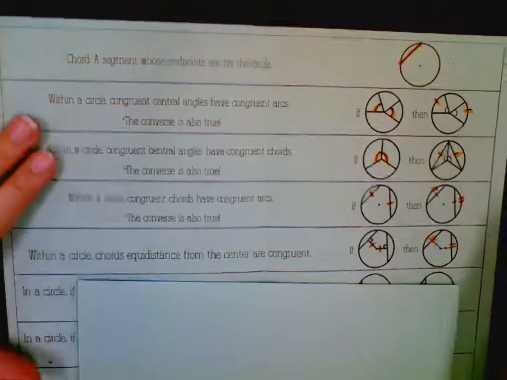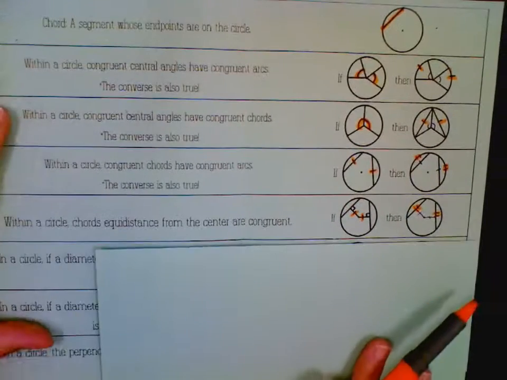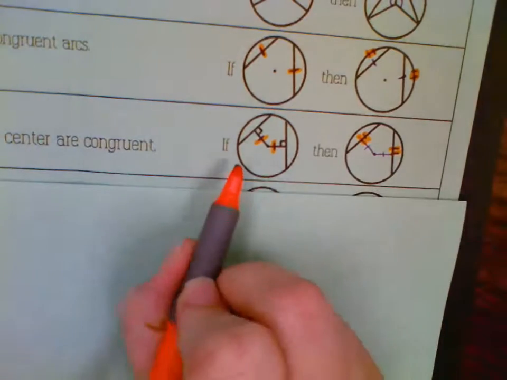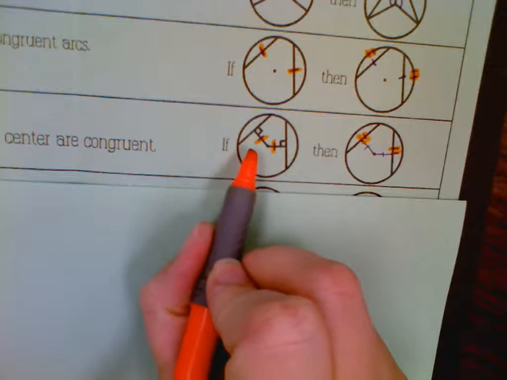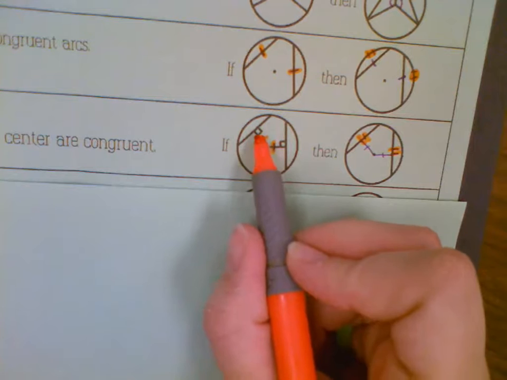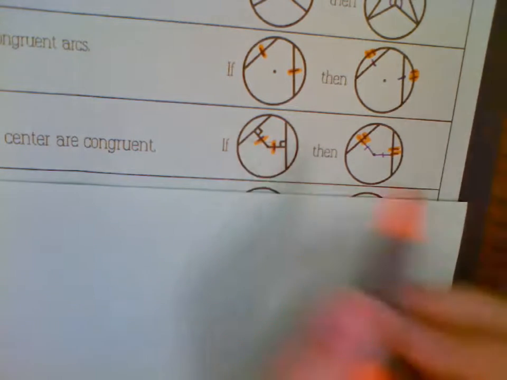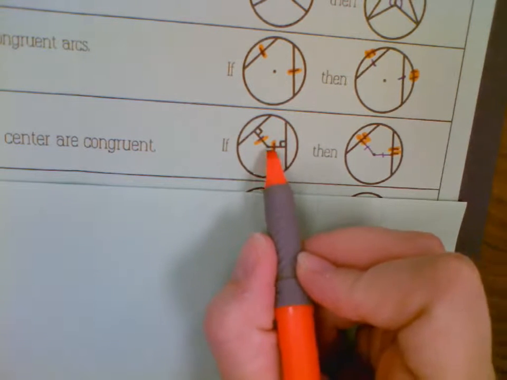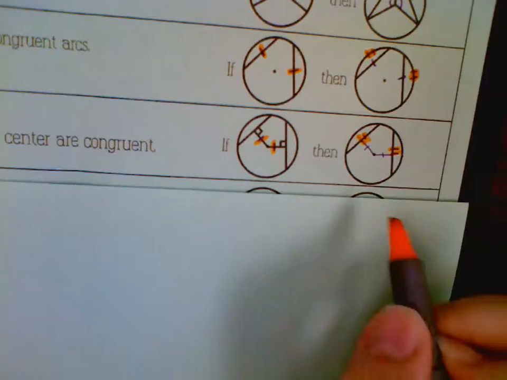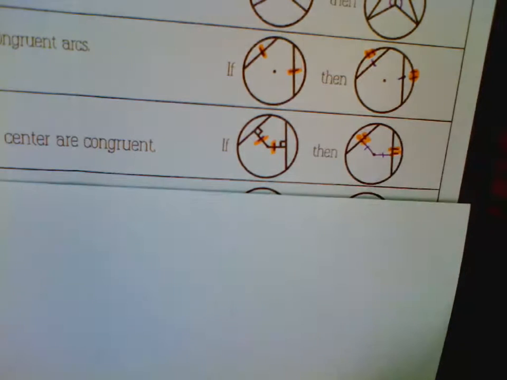Okay, so the next one tells us, let me zoom in a little bit, if we have chords that are equal distance from the center, so remember distance is represented perpendicularly, so it has to have the right angle to show you that those two pieces in the middle are their distance. So if their distance from the center is the same, then those chords have to be congruent.